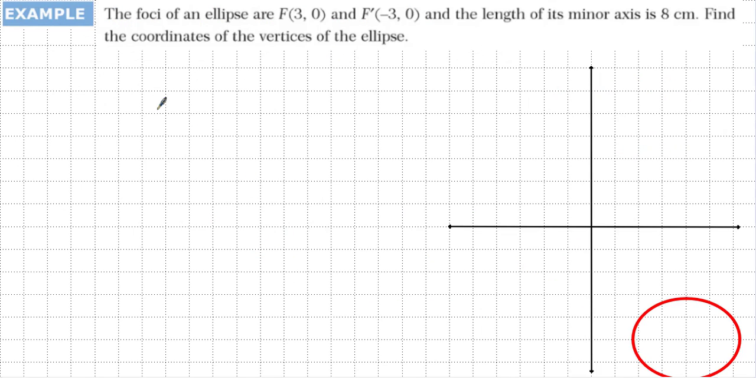Okay, we may continue with this question. The foci of an ellipse are F equal to (3, 0) and F prime equal to (minus 3, 0), and the length of its minor axis is 8. Find the coordinates of the vertices of the ellipse. First, we should remember this one. The foci are going to be on the major axis. I didn't mention that one before, but this is F prime, and this is F, which is (minus 3, 0) and also (3, 0).